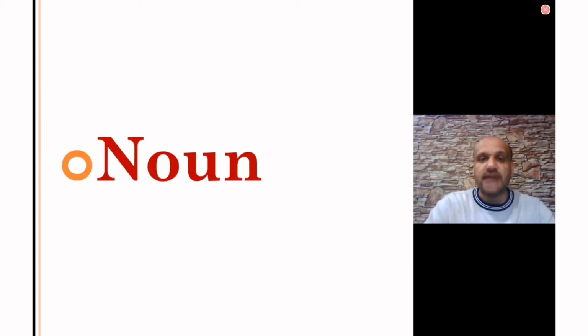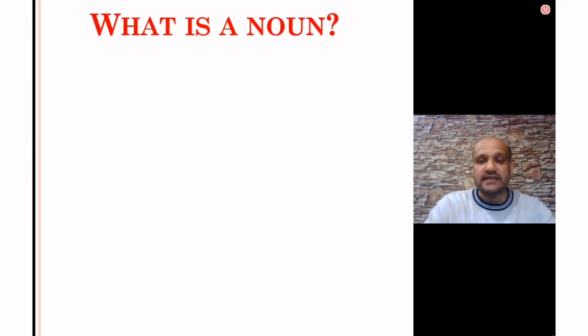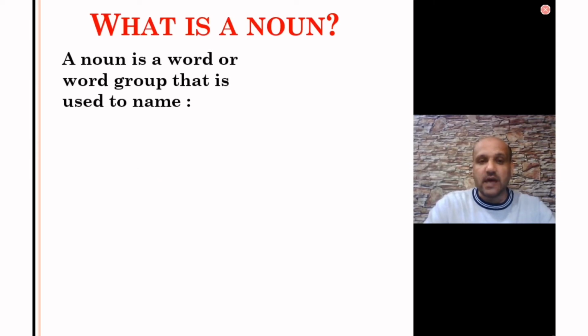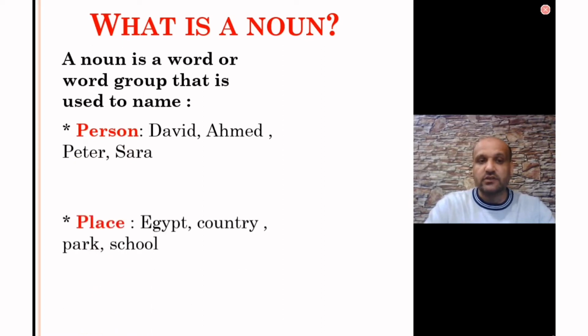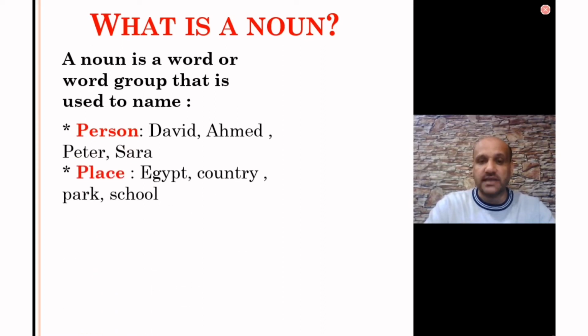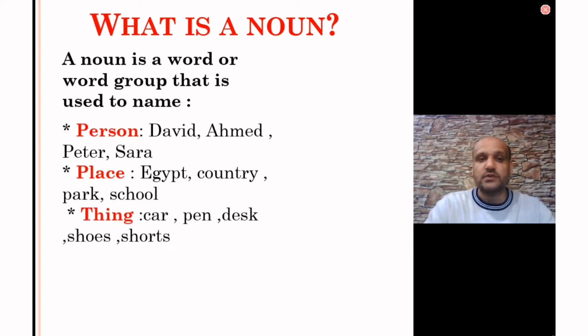Let's start with nouns. What is a noun? A noun is a word or word group that is used to name a person. For example, David, Ahmed, Peter, Sarah. Or it can be used to name places like Egypt, country, park, school, room, house. There are a lot of places. Also, it can be used to name things like car, pen, desk, shoes, shorts.